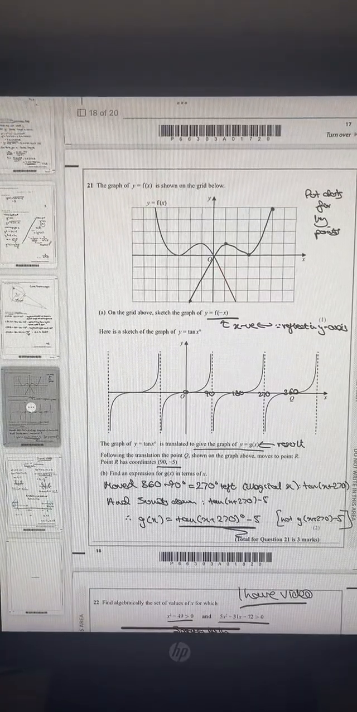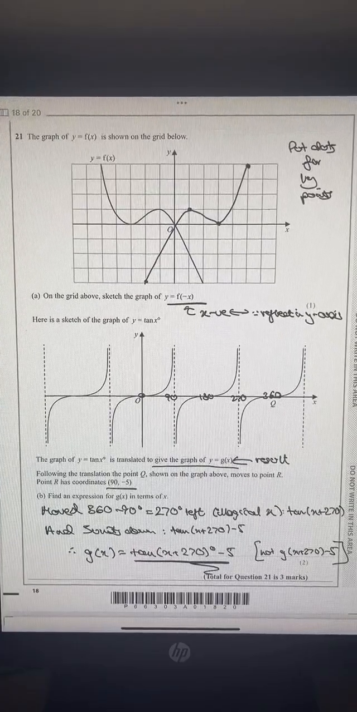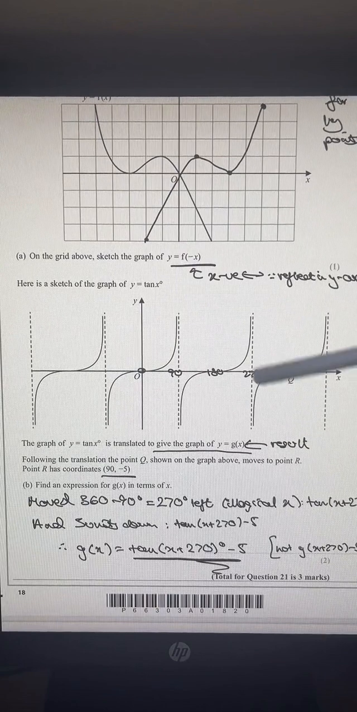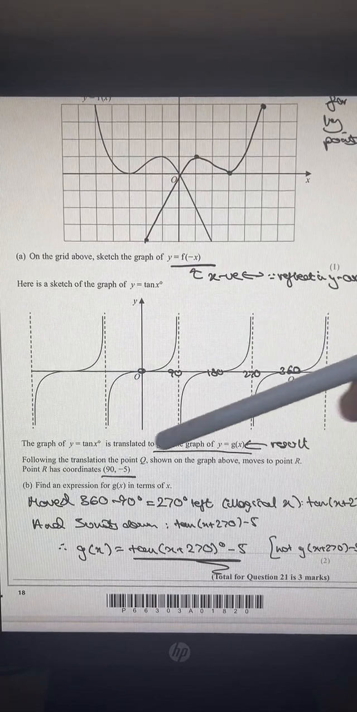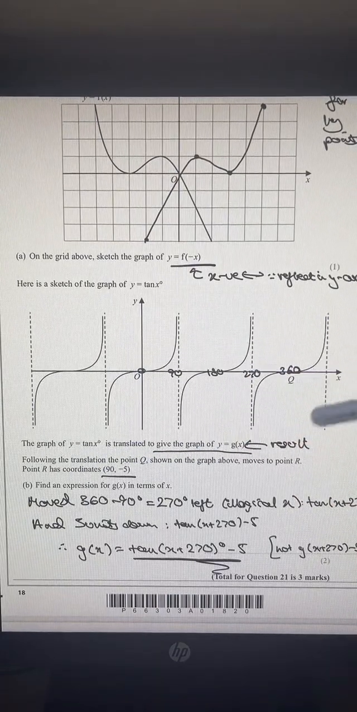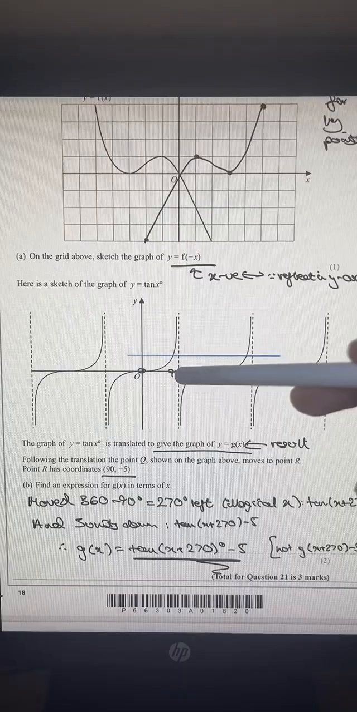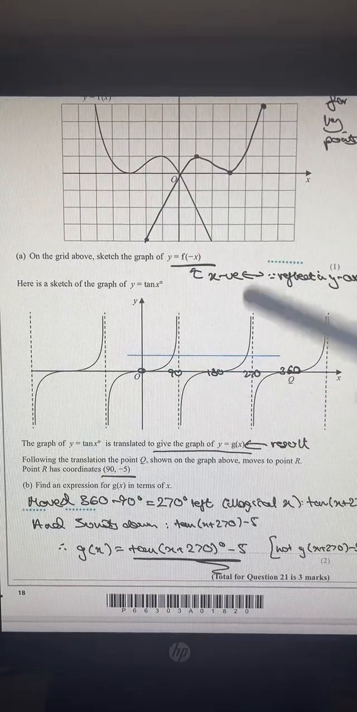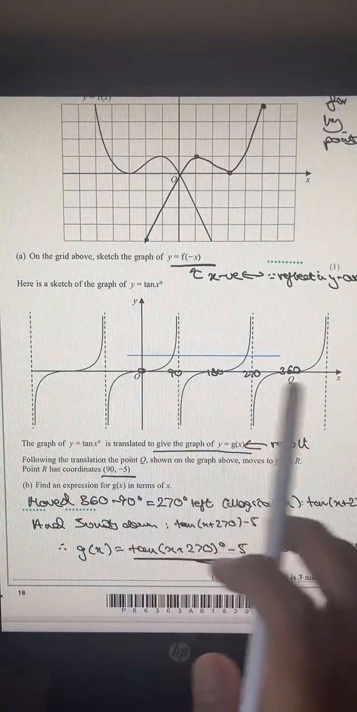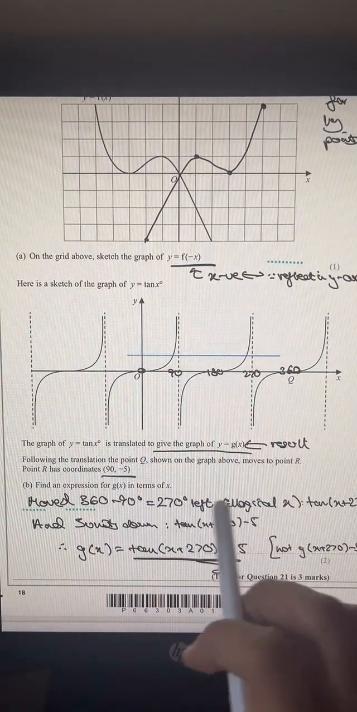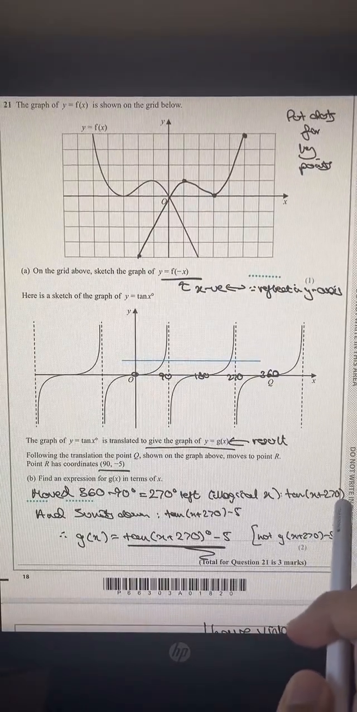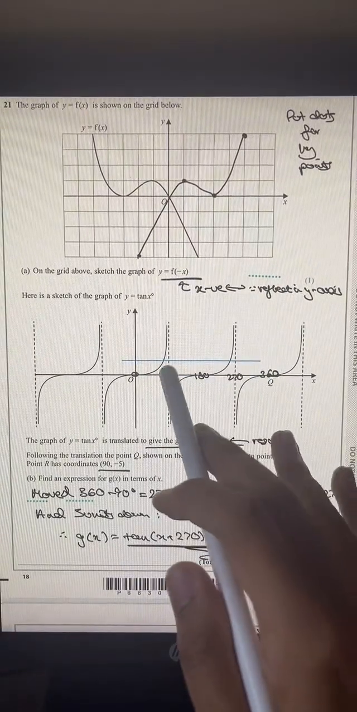So here, we know that Q is over here at 360, 0, and R is at 90, negative 5. So we can tell it's gone 270 degrees to the left and 5 parts down. So a translation in the x direction, left, is logical, inside the x brackets. So it's tan of x plus 270. So that's the first part to get it from here to here.